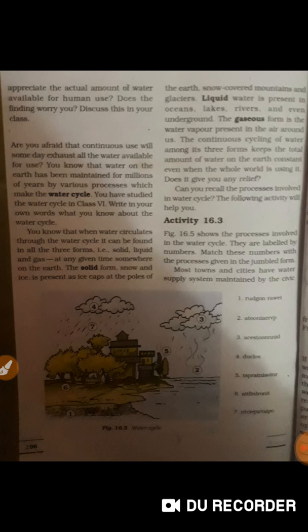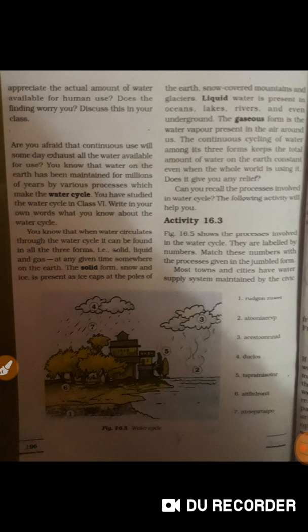We have to go through water cycle. You have already done this in your grade 6, but let me recapitulate a few important points. It's on page number 196 in your textbook. Water cycle.